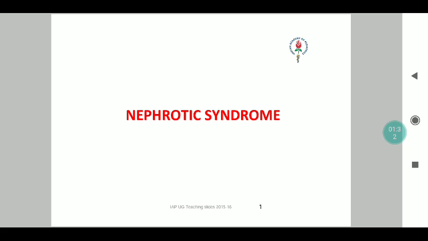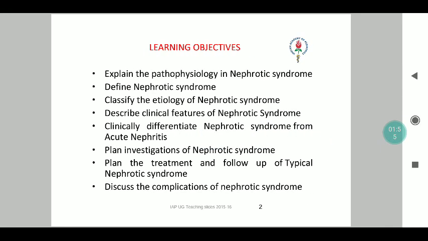The first one is proteinuria of more than 3.5 gram per day or 40 milligram per meter square per hour. Remember, whichever you feel is convenient. The second one is hypoalbuminemia of less than 2.5 gram per deciliter, and the third component of the triad is hypercholesterolemia of more than 200 milligram per deciliter, with or without edema.